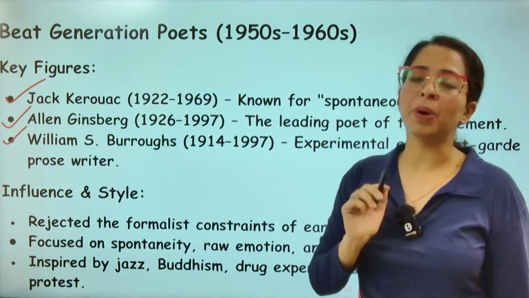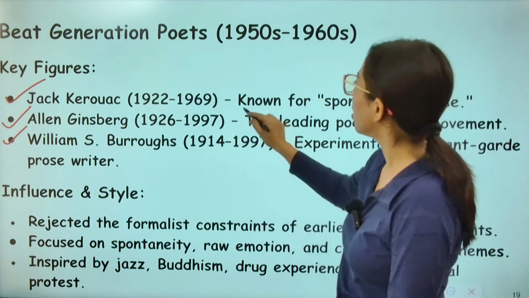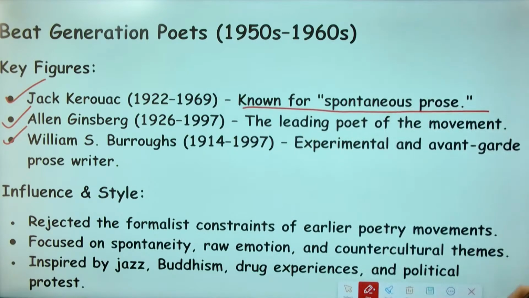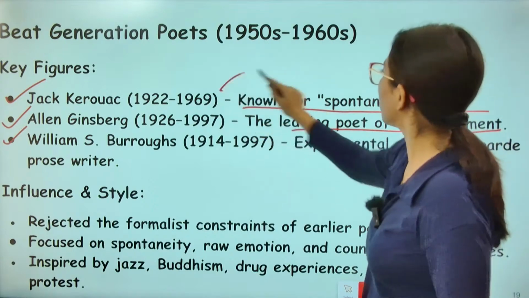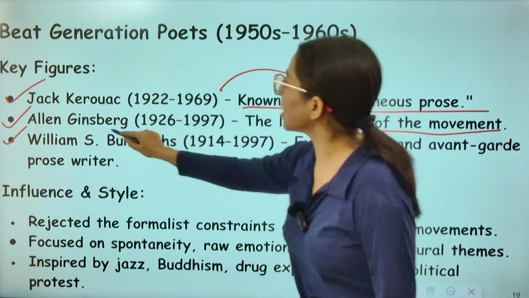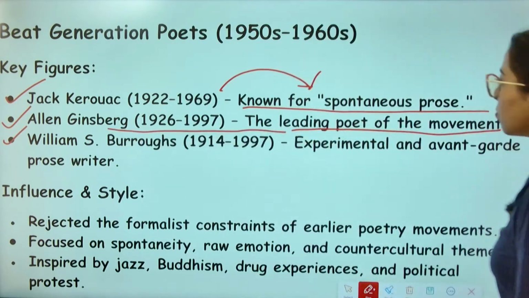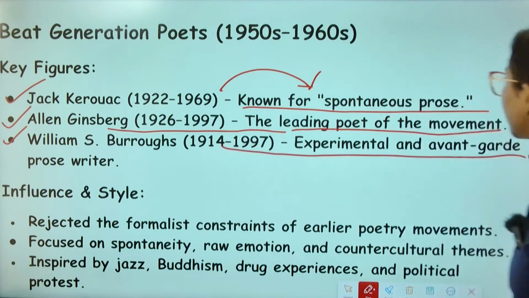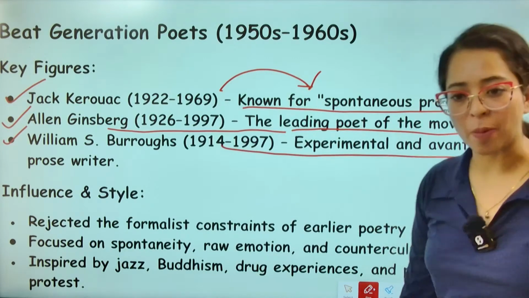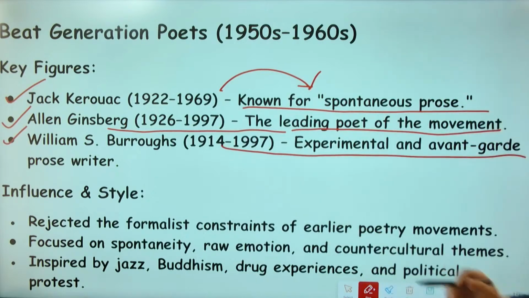These were the poets of the Beat Generation, known for spontaneous prose. The leading figure of the movement, Jack Kerouac, was known for spontaneous prose. Allen Ginsberg was the leading poet of the Beat Generation. William S. Burroughs was an experimental, avant-garde prose writer. They rejected the formalist constraints of earlier poetry movements.